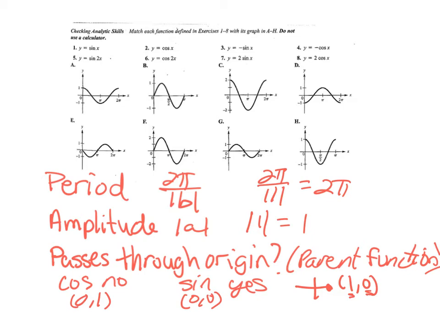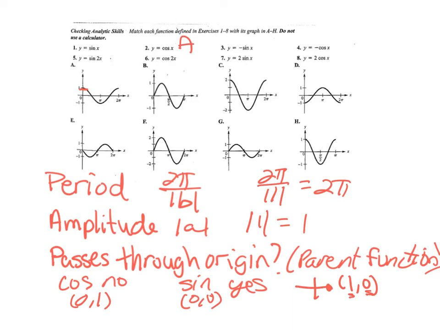So if I look at graph A, the period's 2 pi. I'm liking that. The amplitude's 1. The half the height of the wave is 1. And then it's not passing through the origin. So I'm going with A for number 2.